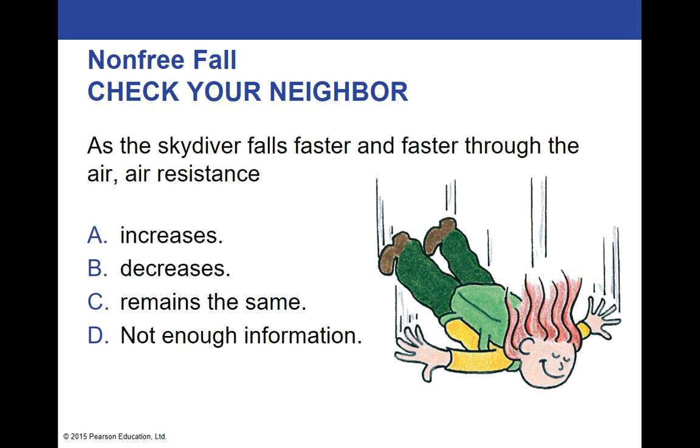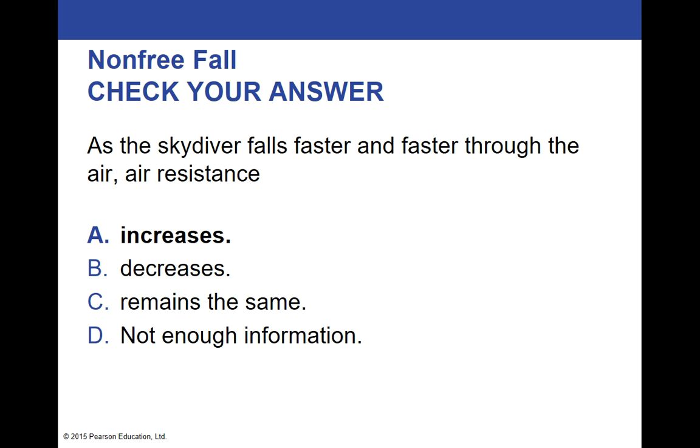Now we imagine a skydiver falling faster and faster through the air. What happens to air resistance as this diver goes faster and faster? Air resistance increases as the speed of an object increases. So as the skydiver falls and goes faster and faster, the air resistance increases.